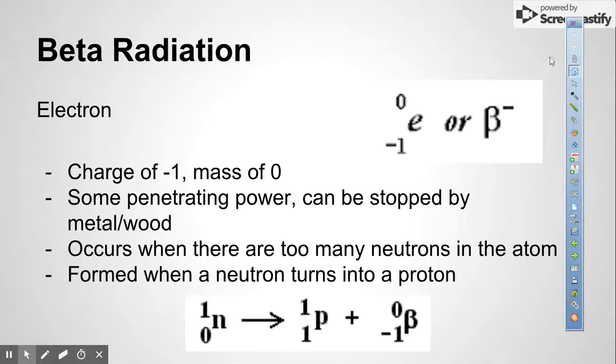The next kind is beta, and beta, very simply, has a charge of -1. I know that's going to sound weird down here, and it does not have any mass. Essentially, it is an electron. So a beta particle is really an electron. So atoms shoot out electrons, and those were the ones that were stopped by the aluminum foil.